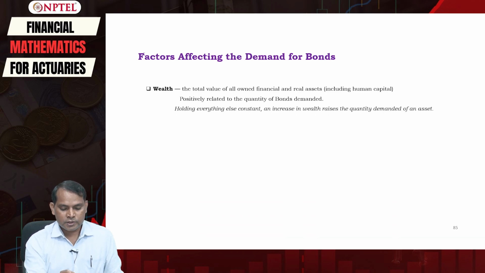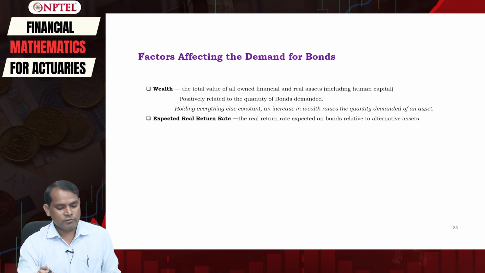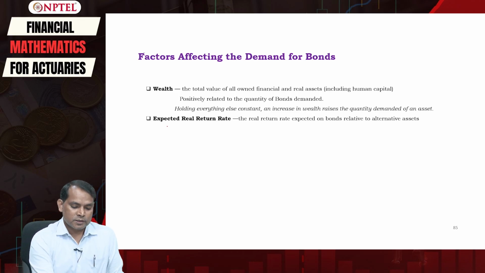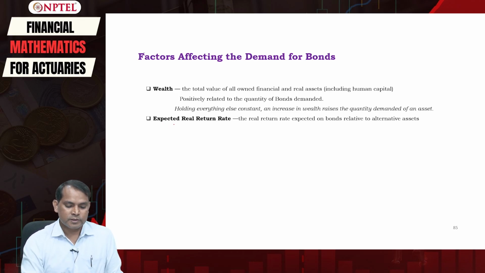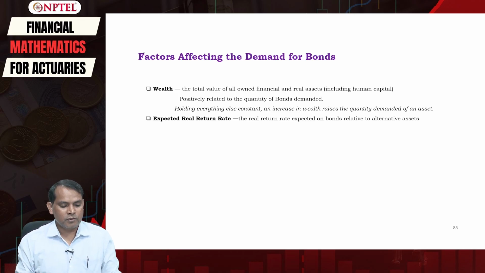So holding everything else constant, an increase in wealth raises the quantity demanded for any kind of asset, right? Whether it is bond or stocks. And again the second one is expected real return rate. So when you expect a higher return, what will happen to the bond? Demand for bond will increase.